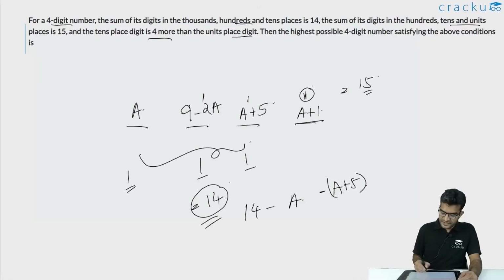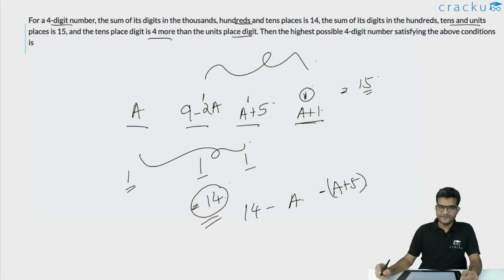As we assumed that the number in the units place is a plus 1, these three when you sum up will automatically be equal to 15. Now what we are asked to find out is the highest possible 4-digit number satisfying these conditions. Now the number is of the form a, 9 minus 2a, a plus 5 and a plus 1. These are the 4 digits. So as you increase the value of a, the thousands place number increases, and so the value of the number also increases.